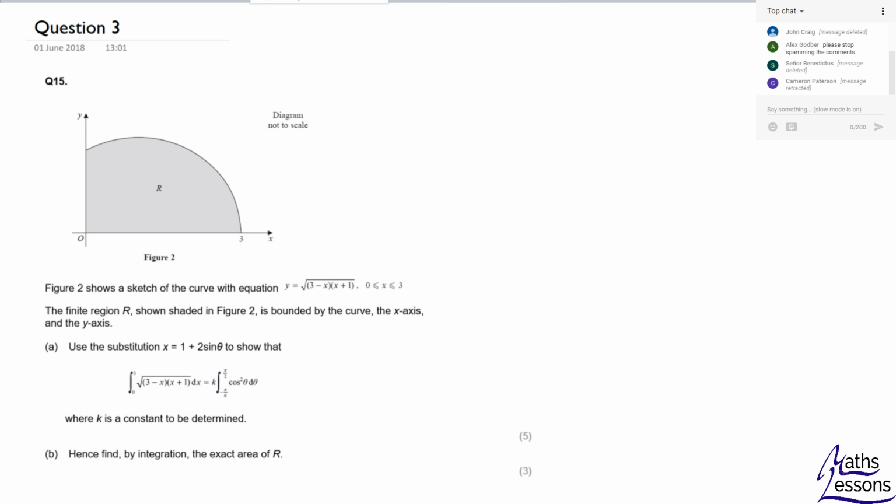Just in case you're struggling to see it, that limit there, that limit here is 3, and that limit there is 0. Okay, and that goes to pi by 2 and minus pi by 6 here.